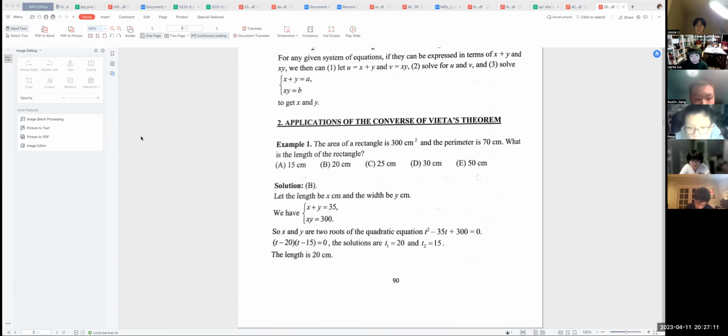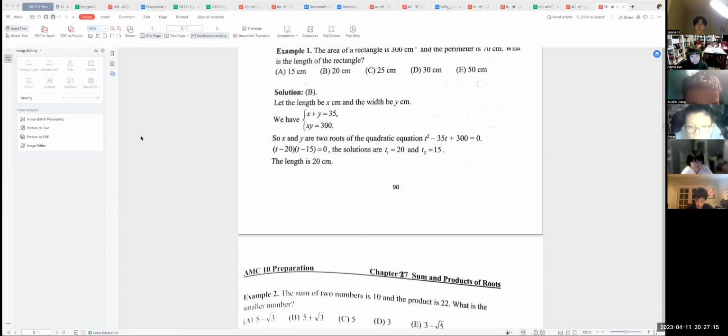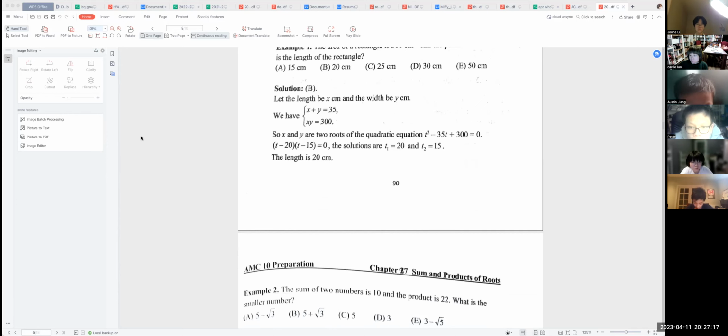Okay, let's take a look at the next one. The sum of two numbers is 10 and the product is 22. What is the smallest number? When we look at this, I want you to immediately write the equation x squared minus 10x plus 22 equals 0. Get it? Understood, Pengpeng?